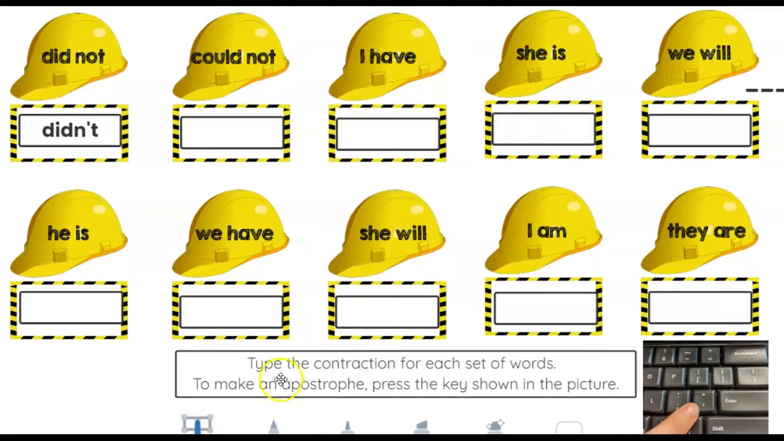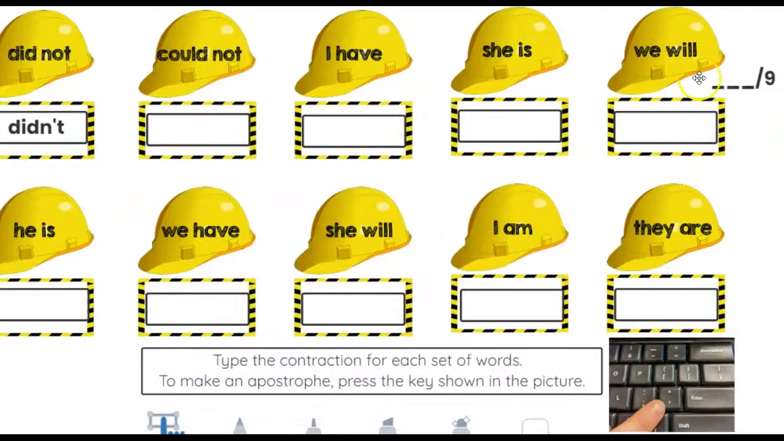There's a note at the bottom. Type the contraction for each set of words. To make an apostrophe, press the key shown in the picture. So right here, it's right beside your enter key. You'll just press that one time, and that's how you make an apostrophe, okay? On the line here, it says it's out of 9 points. So whatever number I write in there is how many you got right. So if I write you got 9 out of 9, you got them all right, that would be an A+.